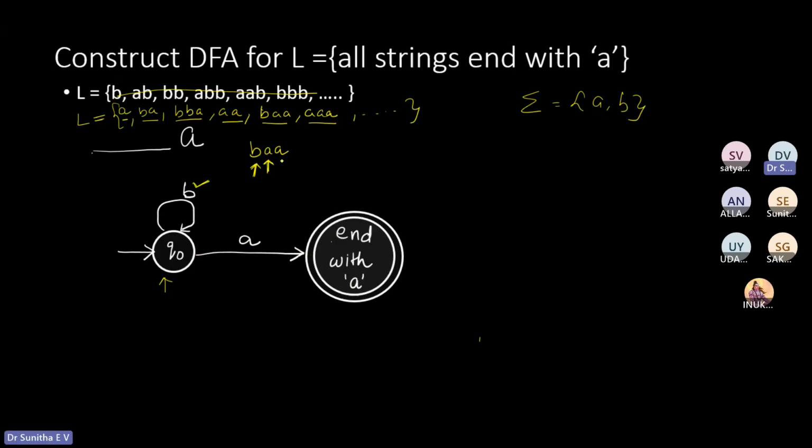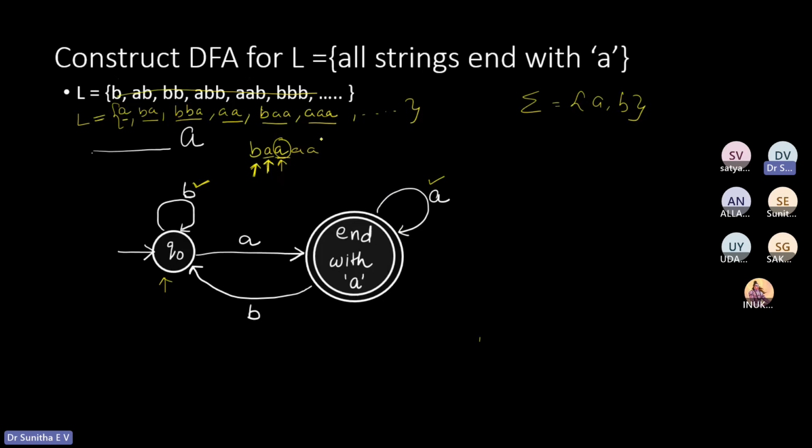Then after that, we have one more A. Even though we have one more A, it is still the last character. So we draw a self loop over here. That means after one A, if we find any number of A's, the string is still ending with A, so we can accept it. We remain in the final state itself.